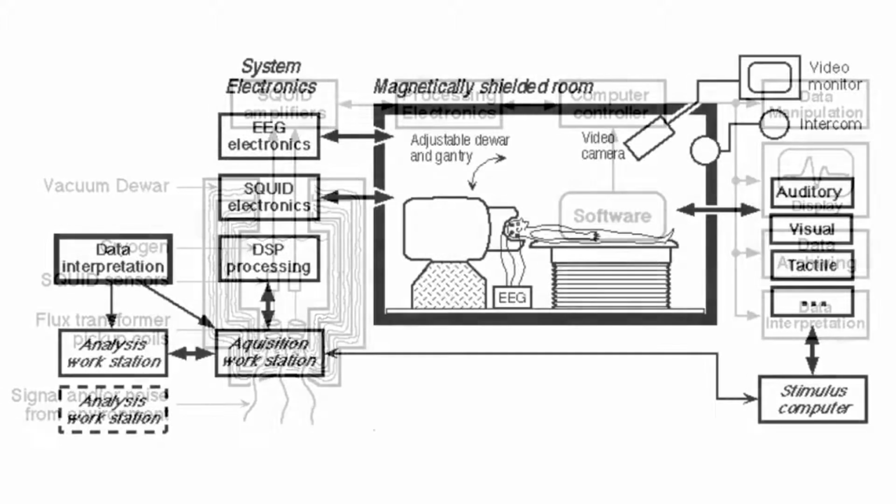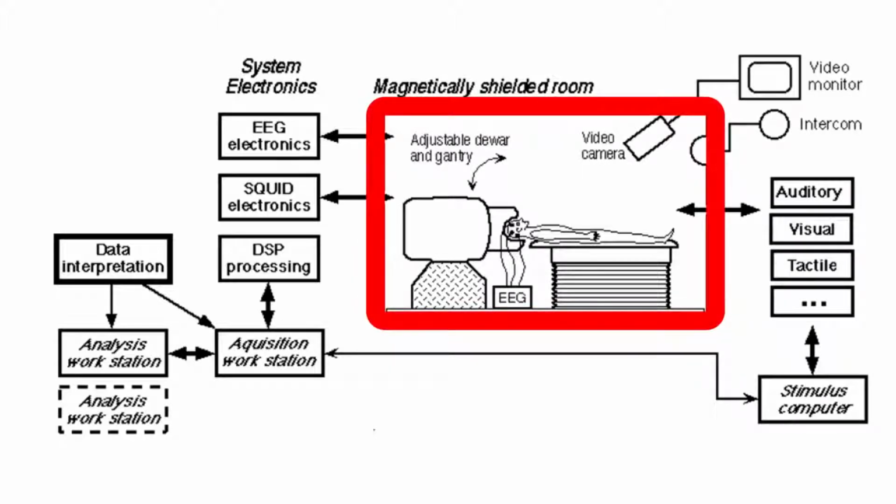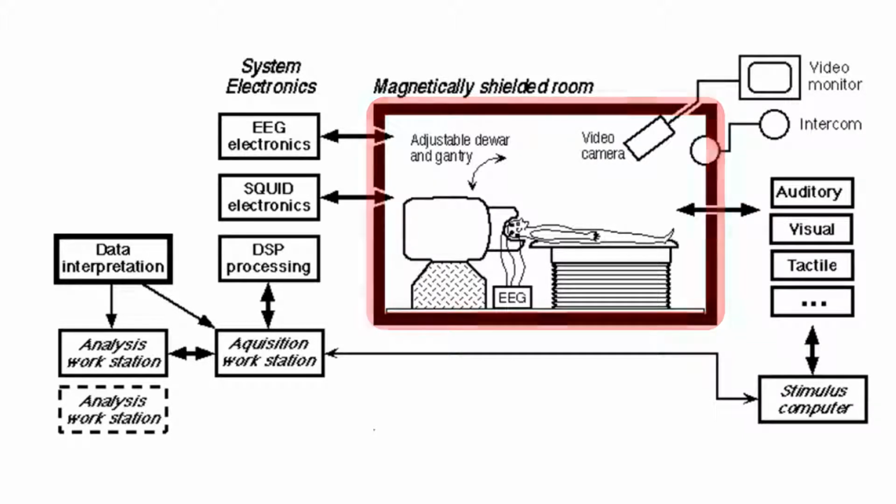We can zoom out even further, and if we do that, we can see that the MEG system is placed in a magnetically shielded room, or MSR as we call it. All devices that might generate a magnetic field are placed outside of it, so as to reduce interference with the measurements.